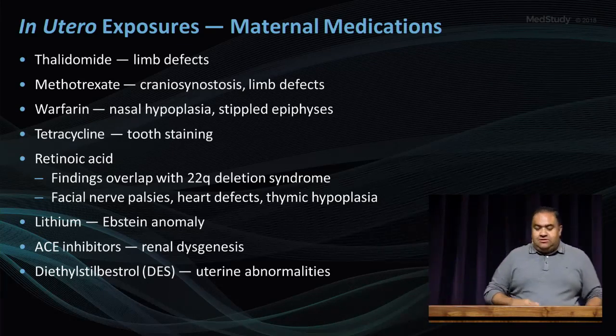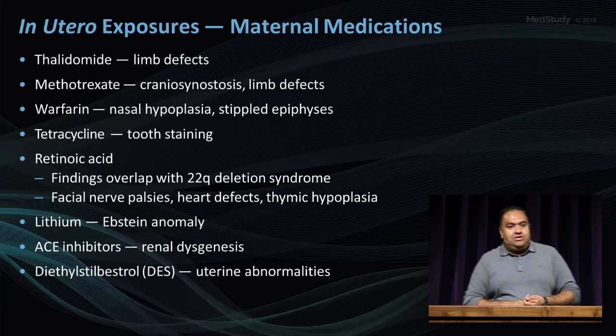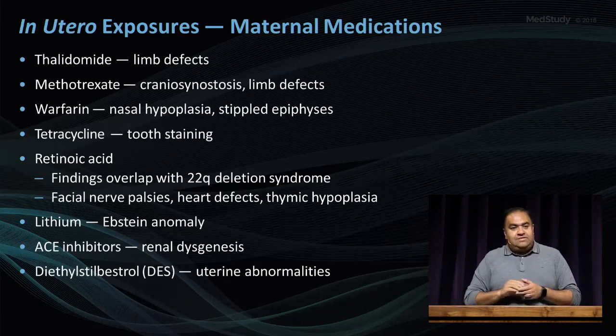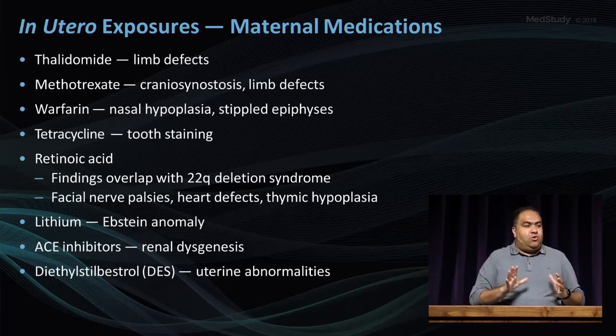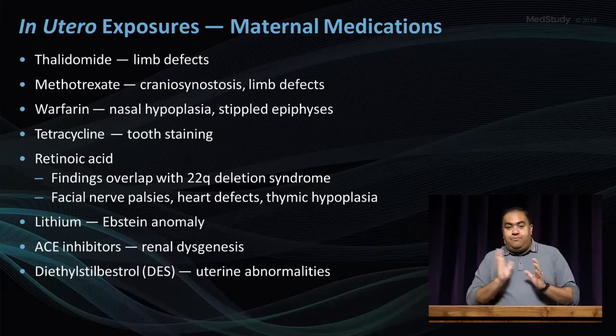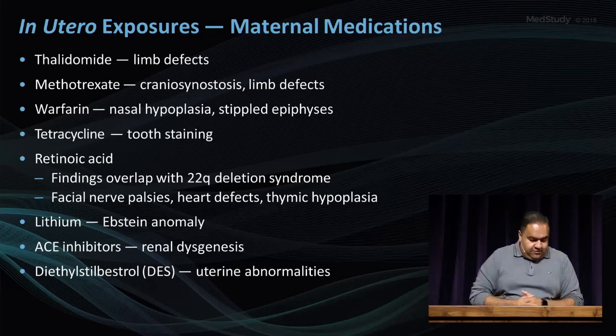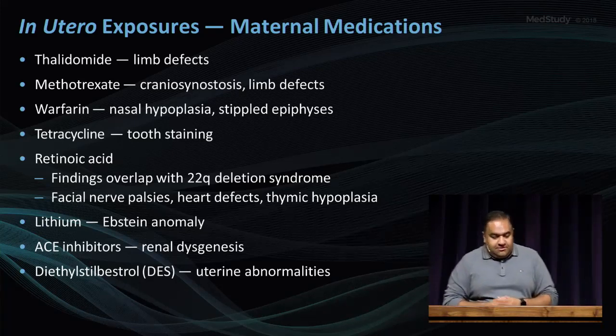Warfarin. So these two things, nasal hypoplasia and stippled epiphyses on the bone, are very common to see in warfarin. The risk is higher if mom took the warfarin in the first 12 weeks of her pregnancy. Remember, heparin does not cross the placenta, so it's a much safer alternative than warfarin. But there's also a high risk of maternal hemorrhage.